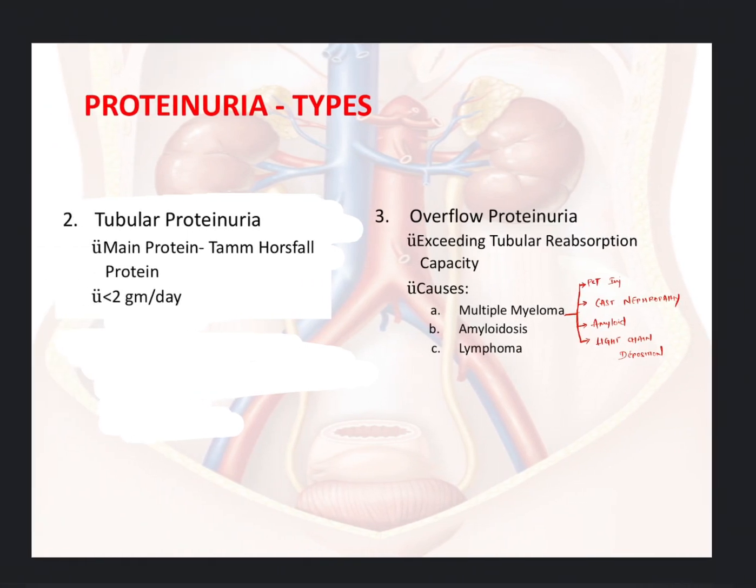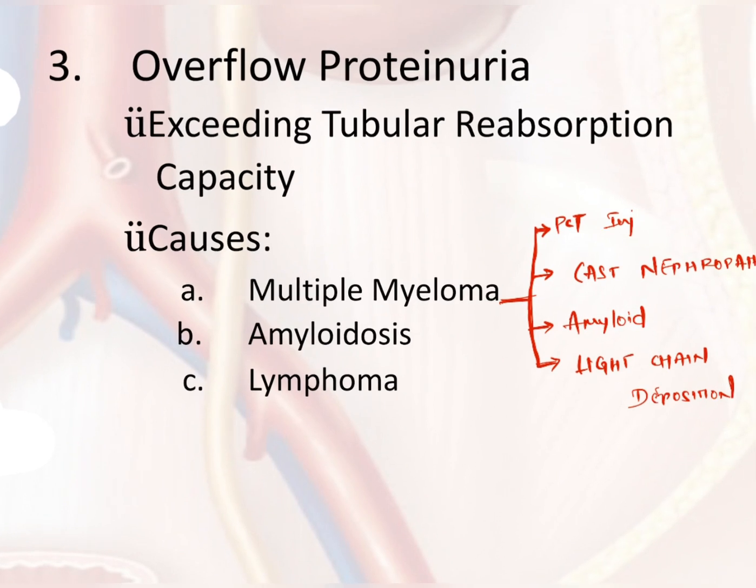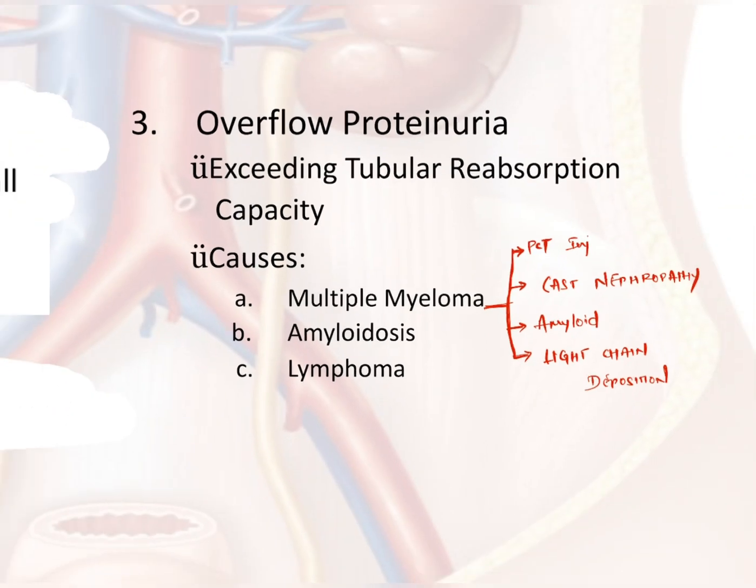So multiple myeloma, how does it affect? It causes injury to the proximal convoluted tubule. It causes cast nephropathy because of the blockage of the tubules. It also leads to amyloid deposition, light chain deposition, etc. The causes of overflow proteinuria are amyloidosis and lymphoma.